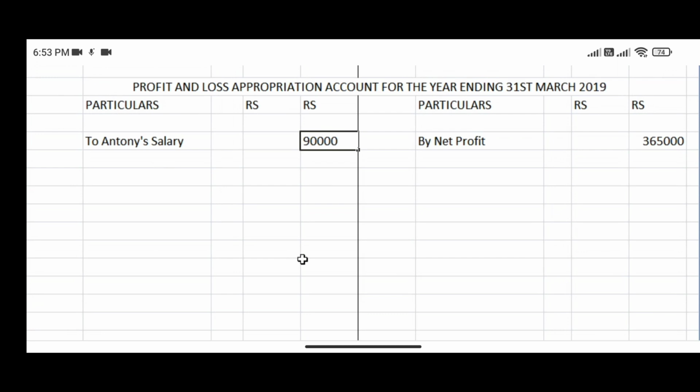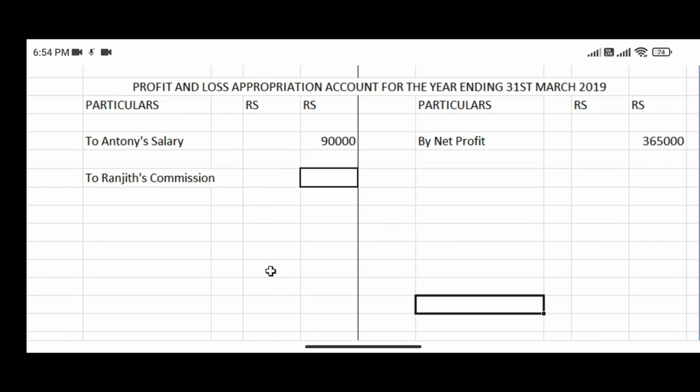Next we have is Ranjit's commission. Commission paid is also an expense. Therefore that also comes on the debit side. So to Ranjit's commission. But we do not know how much is Ranjit's commission. Therefore we are going to box it and keep it for now. So we have to find Ranjit's commission.